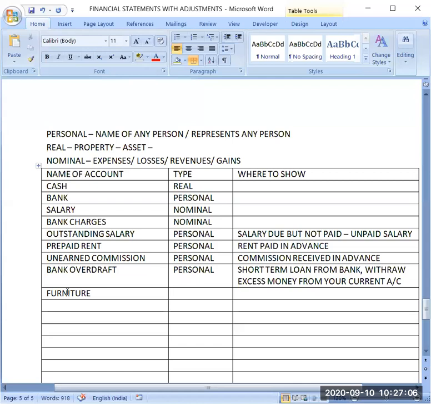Furniture. Furniture is the name of any person? No. Is furniture your expense? Yes, very good. Furniture is your property. It is your asset. That's why it will be a real account.